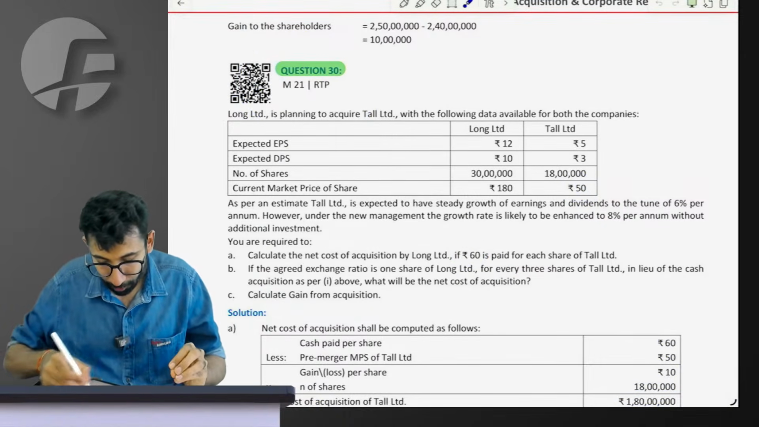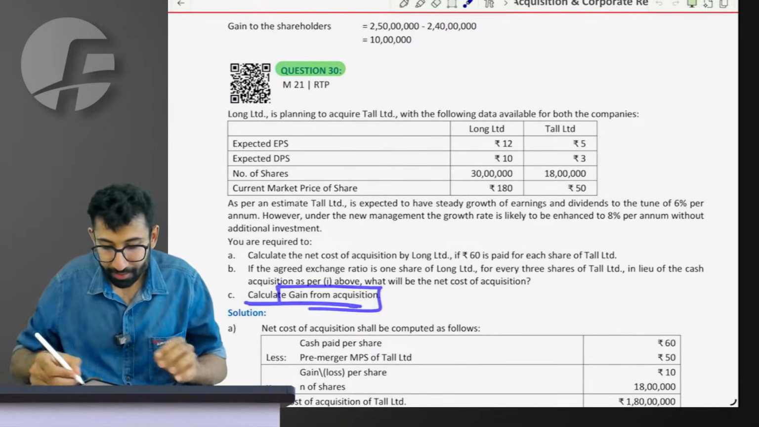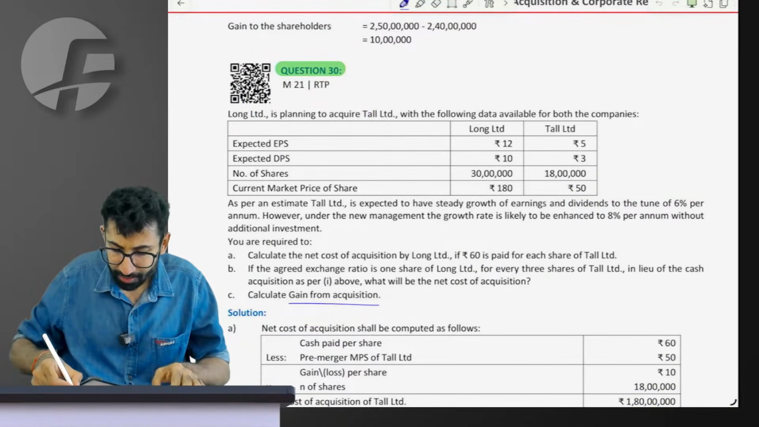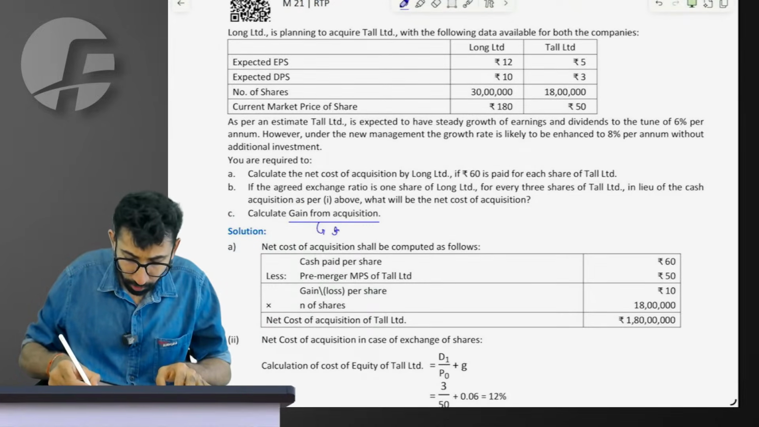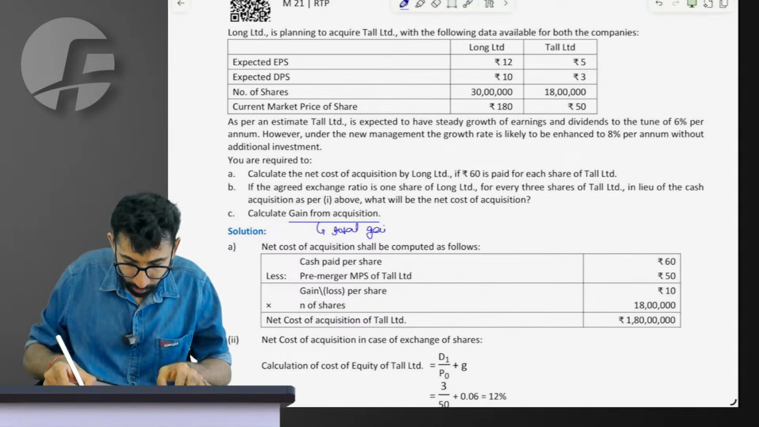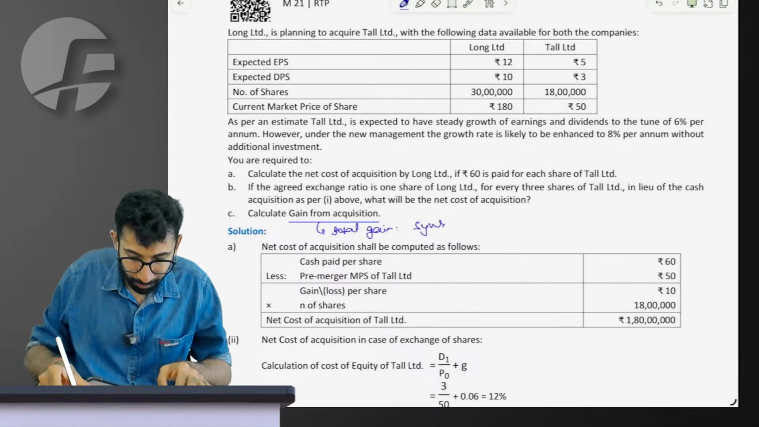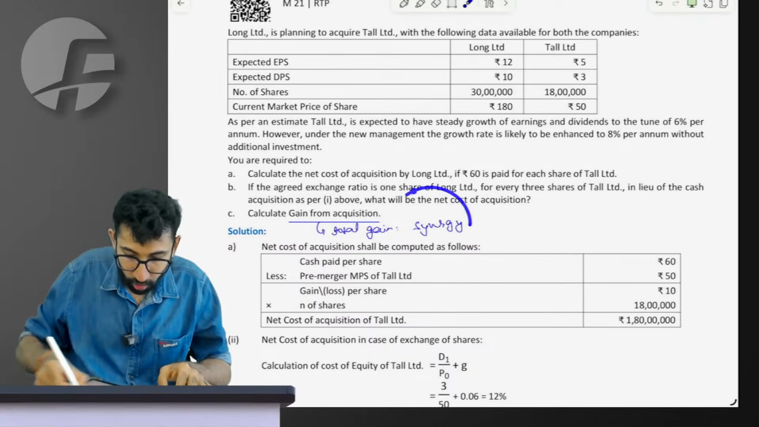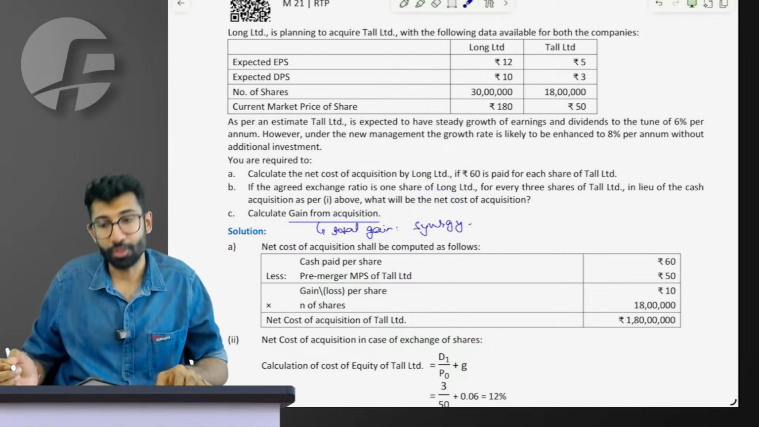People in the class, done for you? The C part of it means gain from acquisition, which means which gain? The total gain. What is the total gain of the acquisition called? People in the class, it is called synergy. So how much is the synergy from acquisition?